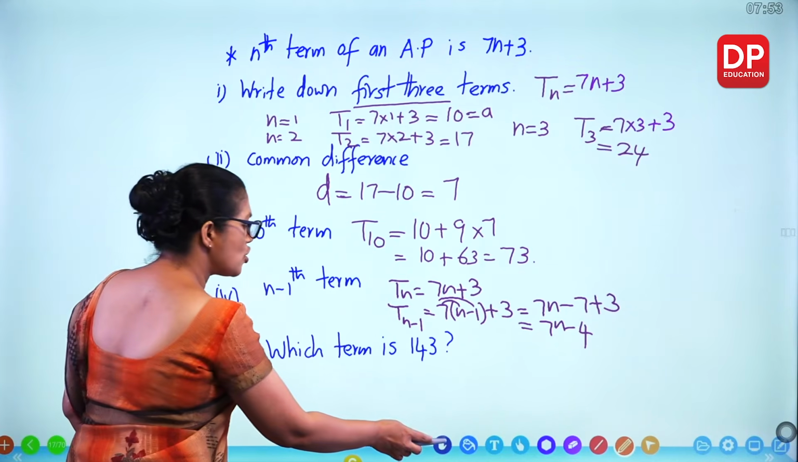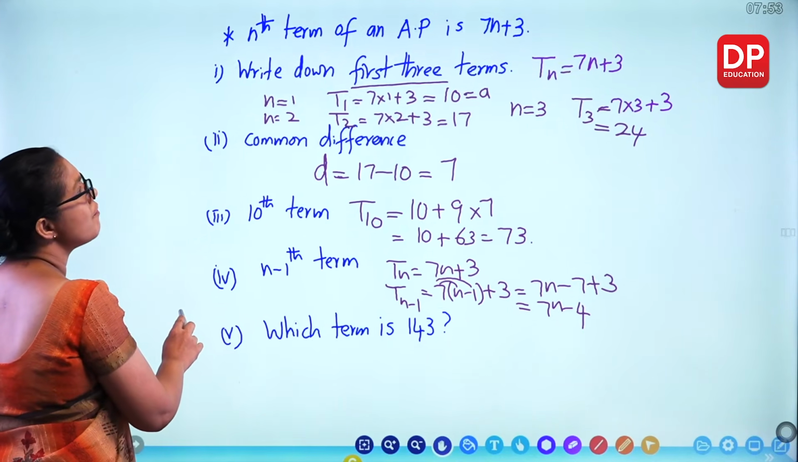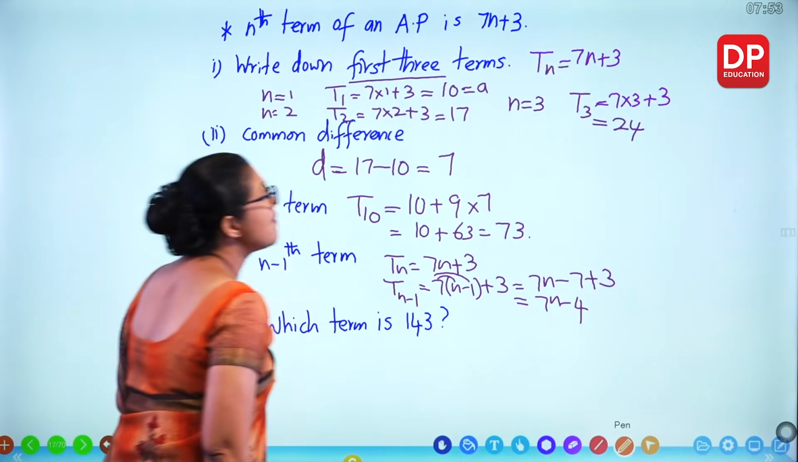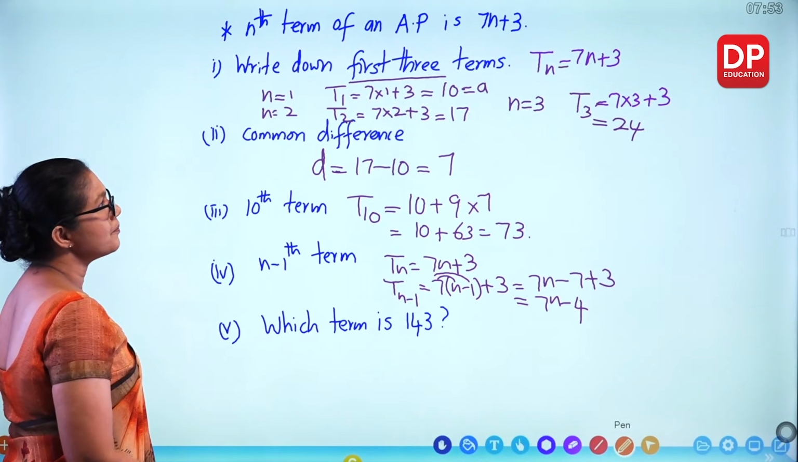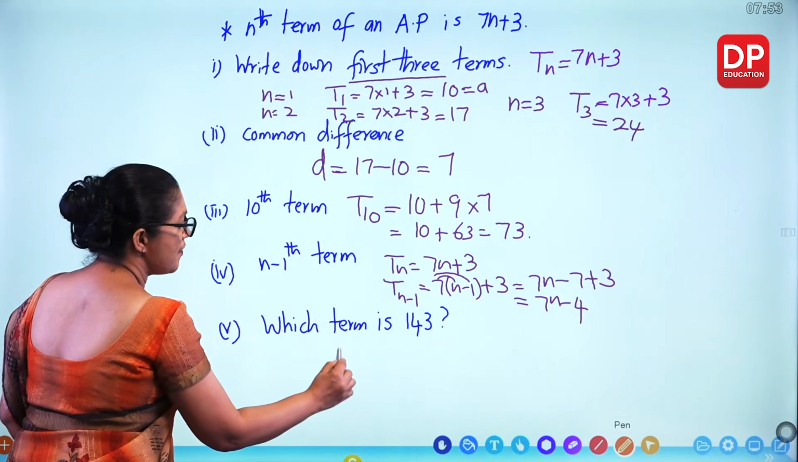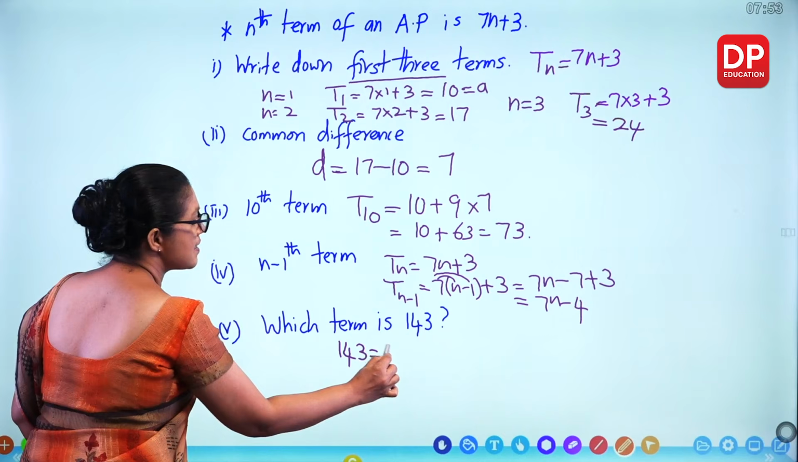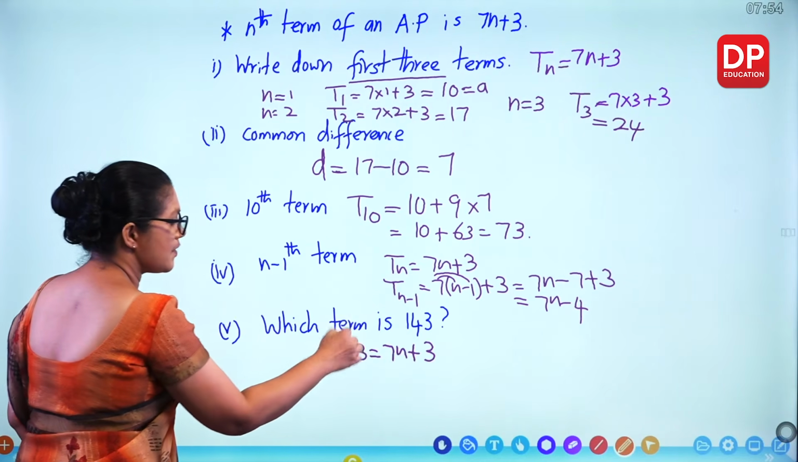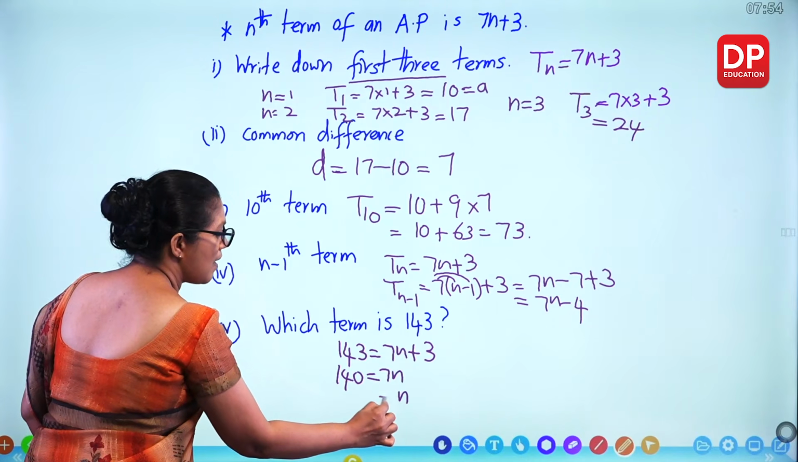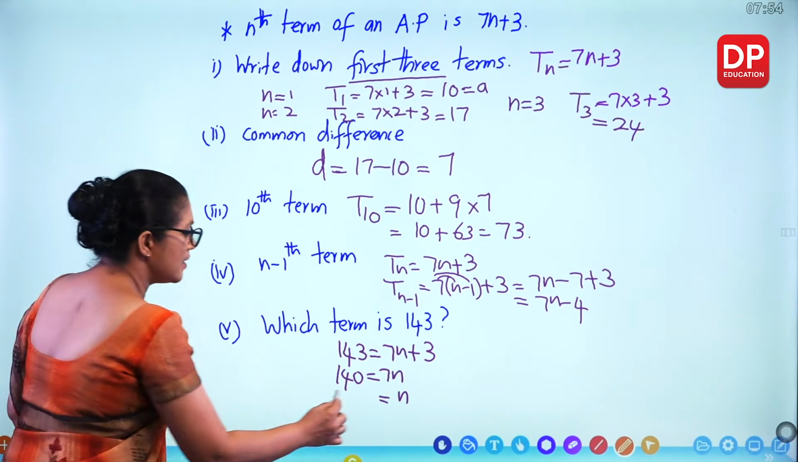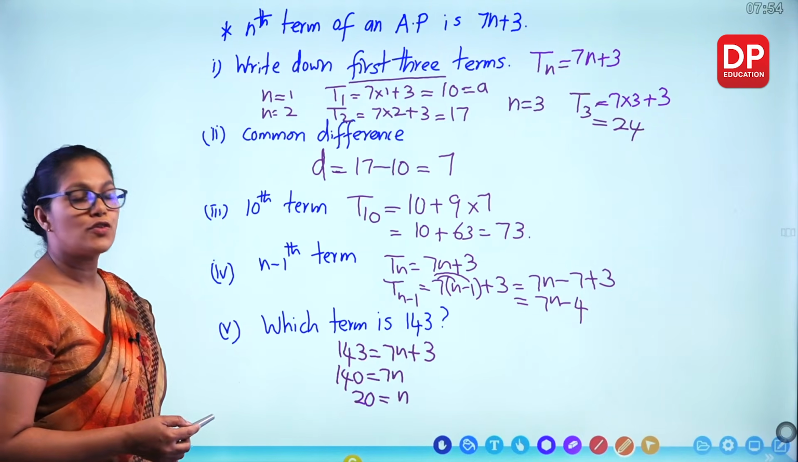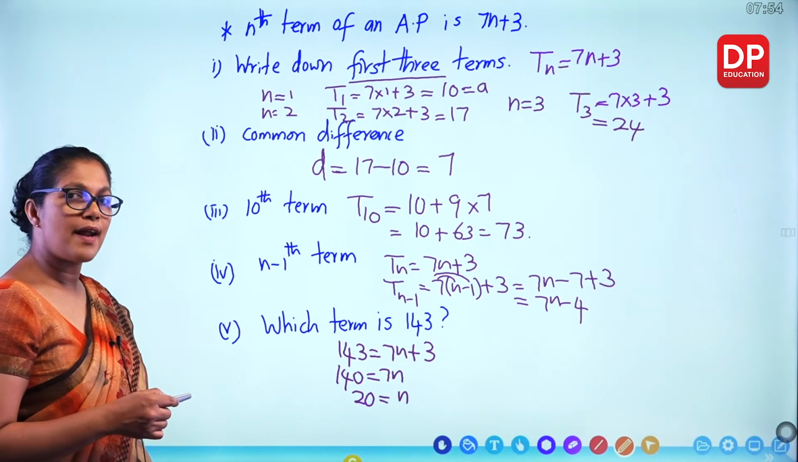Now this part, which term is 143? We know nth term is 7n plus 3. So you can plug the value. So 143 is 7n plus 3. Take 3 to the other side, 140 equals 7n. N becomes, divide by 7, you get 20 as the term number. So 20th term is 143.